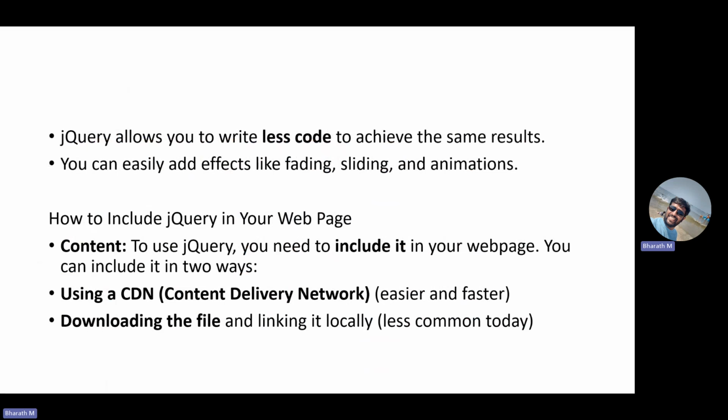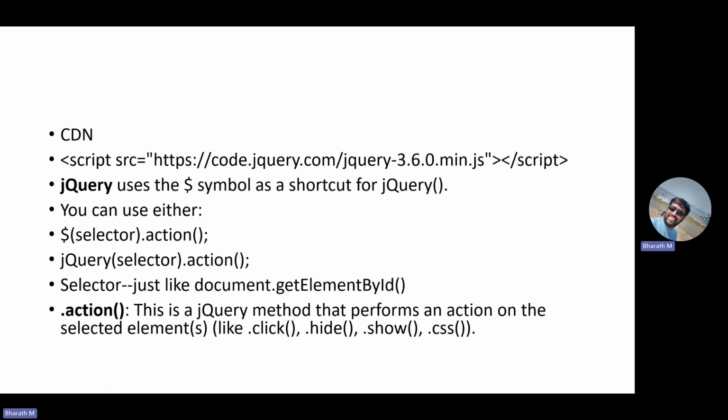One is with using a CDN, that is content delivery network, easier and faster and most appropriate way, and many people follow this CDN. Second way is downloading the file and linking it locally, less commonly used one. Using this CDN, how can we use script source? You need to mention this particular link, that is https://code.jquery.com/jquery-3.6.0.min.js. That 3.6.0 is the version of this jQuery. This is with the help of this CDN.